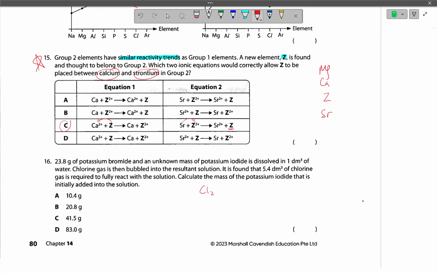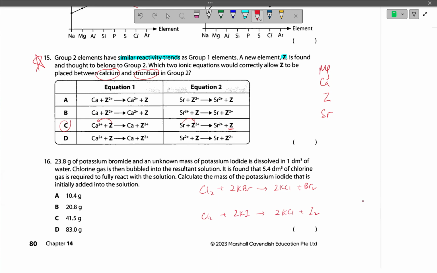First of all, chlorine will displace bromide. I must write the full equation. Cl2 plus 2KBr to give you 2KCl plus Br2. And then I also have Cl2 plus 2KI gives 2KCl plus I2.